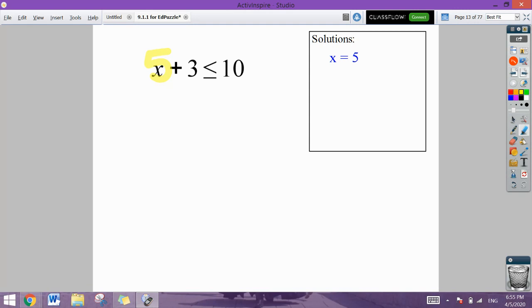Watch, I'll show the work. 5 plus 3 is less than or equal to 10. And we know that 5 plus 3 is 8. And is 8 less than or equal to 10? Yes, it is. Perfect. That's why 5 was a solution. Okay, another solution to this inequality is 7. So let's plug in a 7 right here. 7 plus 3. Let me show my work. 7 plus 3 is 10. And is 10 less than or equal to 10? Yes, 10 is equal to 10. So that's why 7 was a solution.